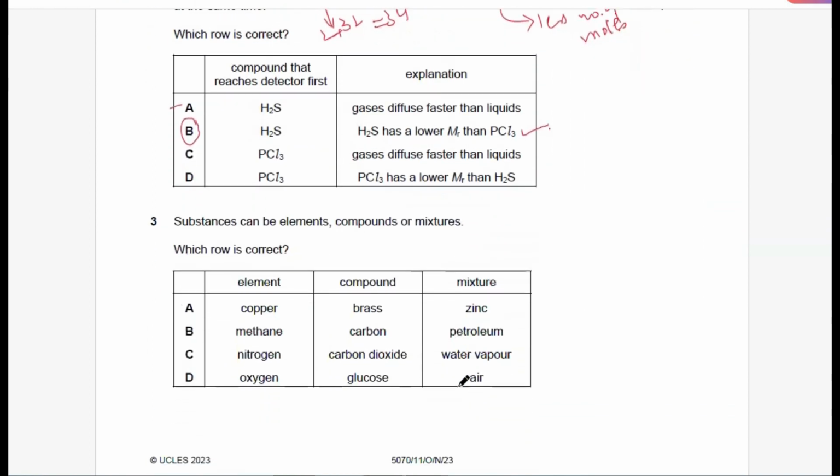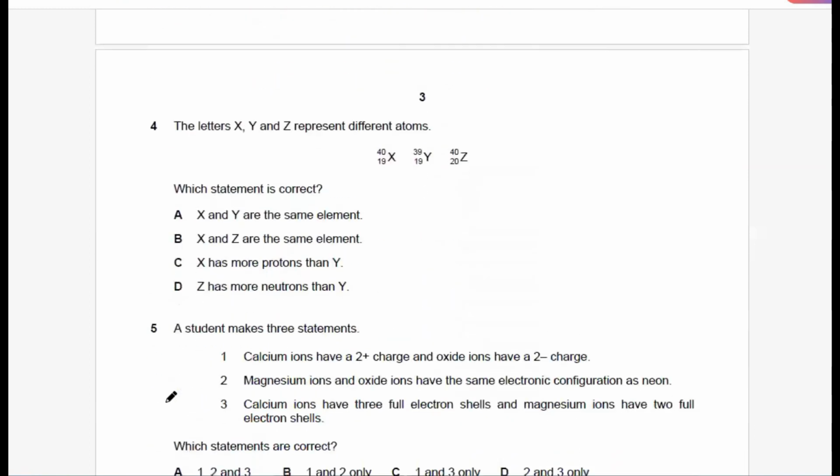Substances can be elements, compounds, or mixtures. Which row is correct? If we see the element, methane is a compound, so it cannot be. It could be A, C, or D. So according to the element, these are correct. Now, compound: brass is not a compound; it's a mixture. So now we have the options C and D. It could be, because carbon dioxide and glucose both are compounds, right? Now let's see mixtures. Water vapor and air is a mixture. So according to this one, D is the correct answer, right? So you may shortlist your options in this way. Now see question number 4.